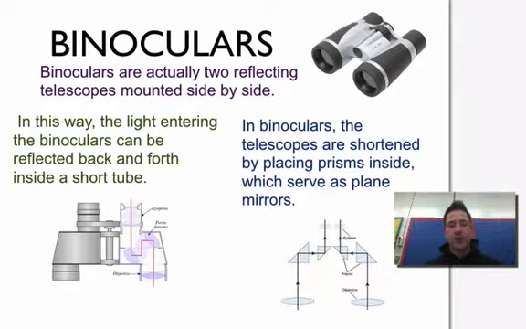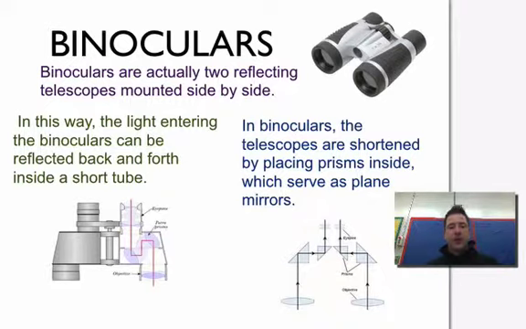So binoculars, this will be short and sweet. Binoculars are basically two reflecting telescopes mounted side by side. So we looked at telescopes earlier. We looked at how reflecting telescopes used a lens, and then also they used reflecting mirrors. Here we're just going to take those two reflecting telescopes and put them together into binoculars.